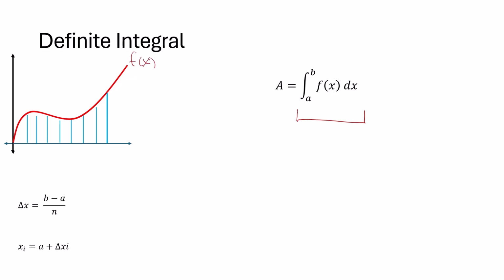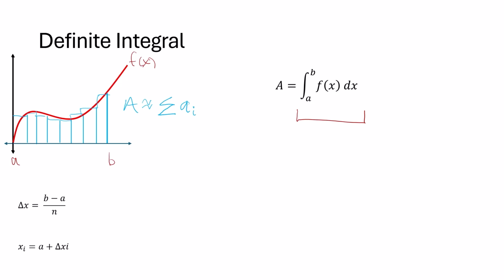Imagine I have this red curve f of x and I want to know the area from a to b underneath it. One way I could do this is by sectioning this interval into rectangles. Then the area would approximately be the sum of the area of each rectangle, or a sub i, the area of the ith rectangle. To calculate the area of each rectangle, I'm going to need a width for each one and a height for each one.